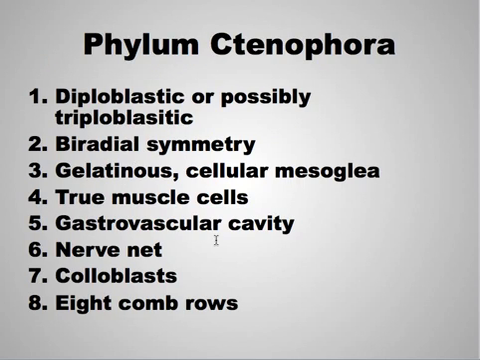The ctenophores. These are comb jellies, sometimes called sea walnuts. They look like walnut-shaped sea jellies that have rows of cilia going down them. That's how they move, with their cilia. They are biradially symmetrical. They do have a mesoglea. They actually have muscle cells. They have a nerve net as well.